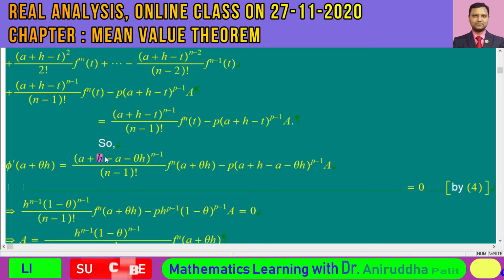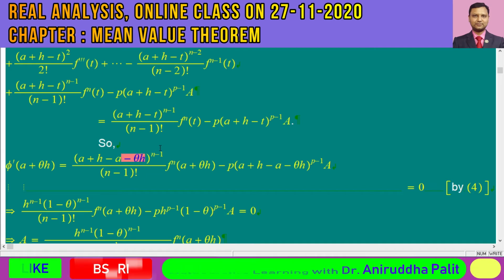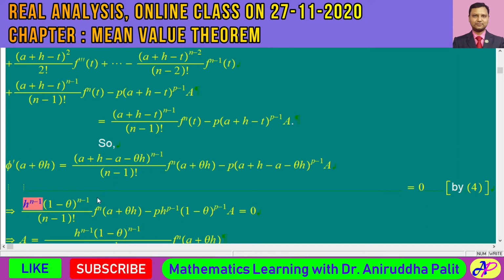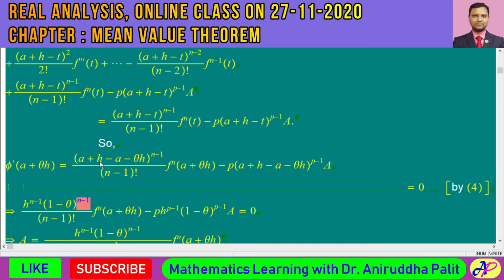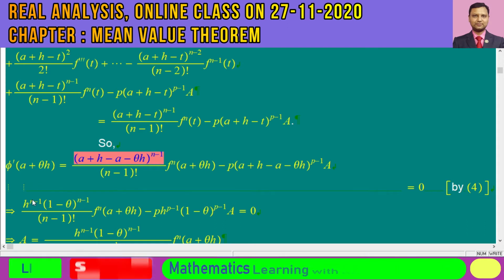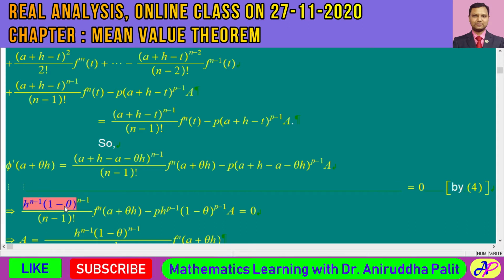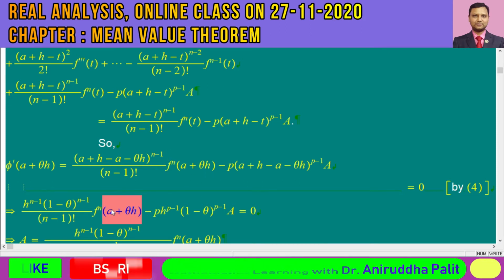So we will have h minus theta h to the power of n minus 1. Again, I am saying that h minus theta h to the power of n minus 1. So we can take this h to the power of n minus 1 common. So inside the bracket we will have 1 minus theta to the power of n minus 1. So this total expression can be written as h to the power of n minus 1 into 1 minus theta to the power of n minus 1 divided by factorial of n minus 1 multiplied by this nth derivative fn at the point a plus theta h.